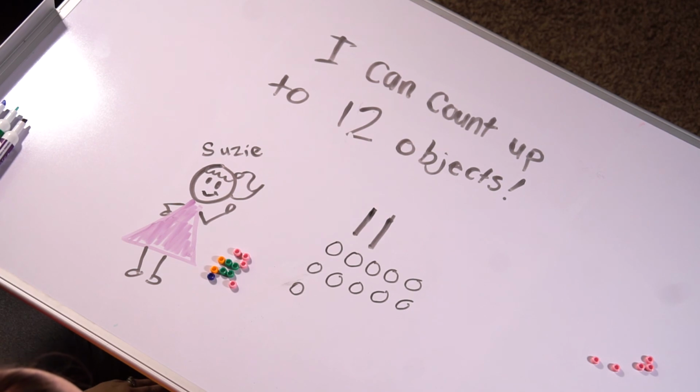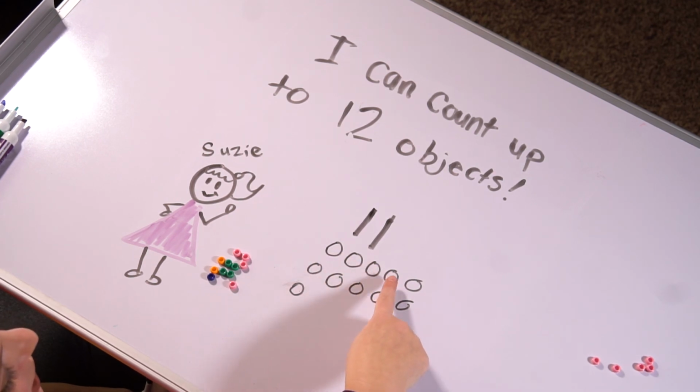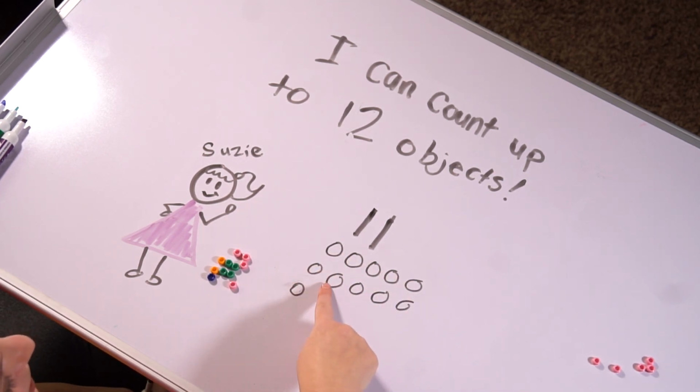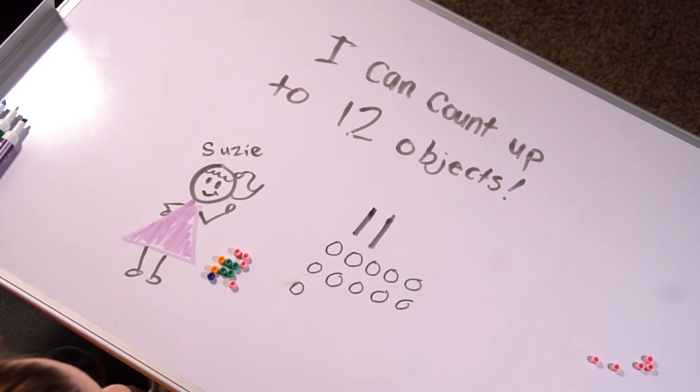Now that you've drawn your counters and written your number, let's count them just to make sure we have 11. 1, 2, 3, 4, 5, 6, 7, 8, 9, 10, 11. That is 11, a 1 and a 1.